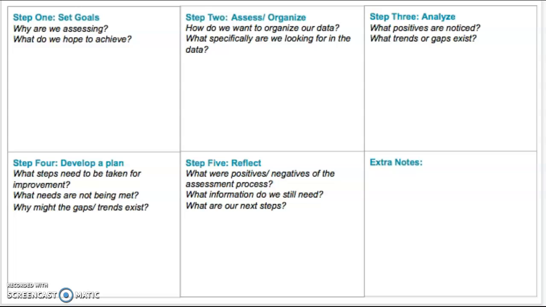Step 2 is where we would assess and organize. So we would think how we want to organize our data. Do we want to base it on demographics or certain groupings, just what would most benefit us in organizing it? And then also, what specifically are we looking for in the data? This will have a lot to do with how we group it and how we organize it.